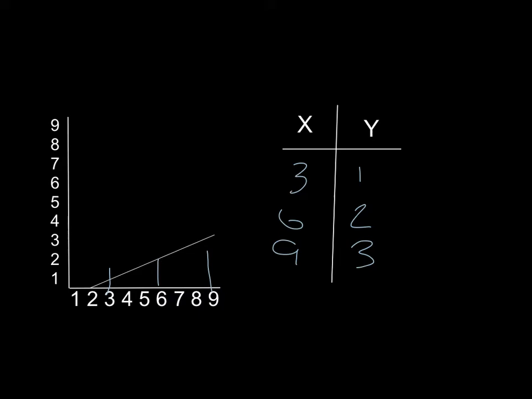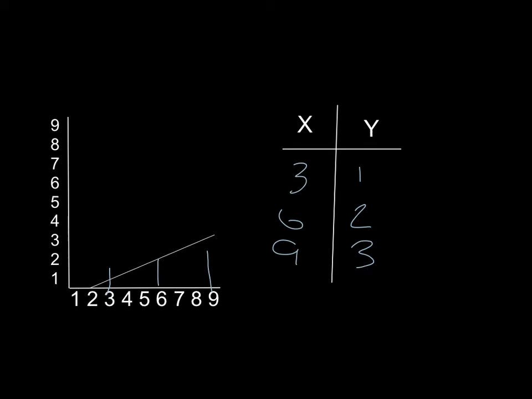The first thing you're going to want to do is say, well, 3 minus 2 will give you 1. Yes, 3 minus 2 will give you 1. But 6 minus 4 gives you 2. And 9 minus 6 gives you 3. So that's not going to work. So we've got to try something else.